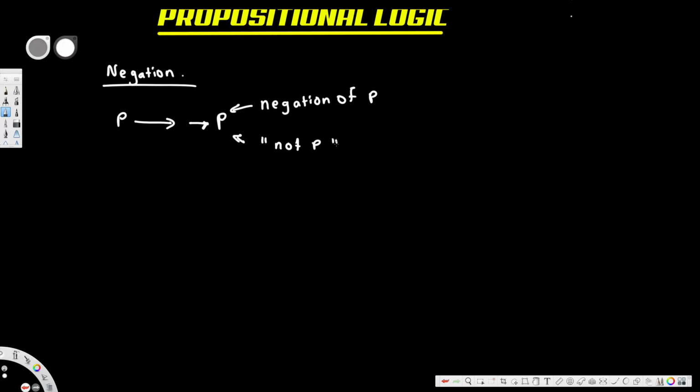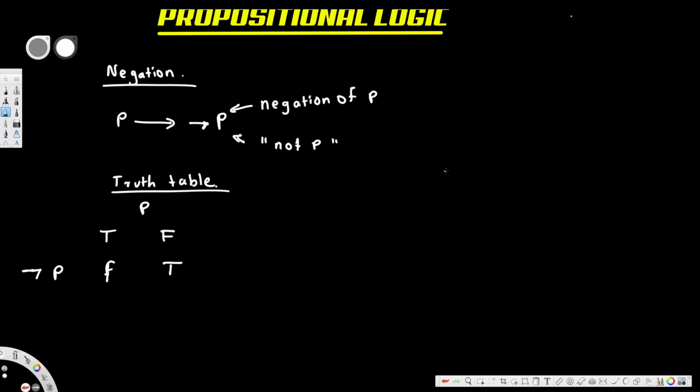Now let's see how it works. There's something called a truth table. For P there are two possibilities: this can be true or this can be false. Now let's look at the negation for this one. Negation of P is going to be the opposite. So if P is true, the negation of P is going to be false, and if P is false, the negation of P is going to be true. So this is exactly opposite, right?